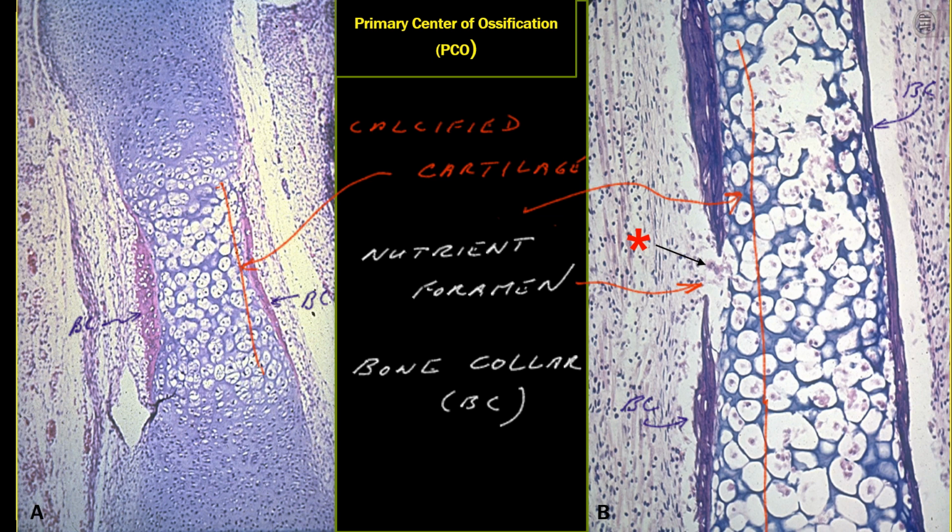Slide B captures the moment when a clast is deleting calcified cartilage. Others have already deleted large areas, leaving ragged holes in the structure. The nutrient foramen has been opened by osteoclasts, creating a window in the collar. Clasts have rapidly formed and have burrowed through a large swath of calcified cartilage, creating space.